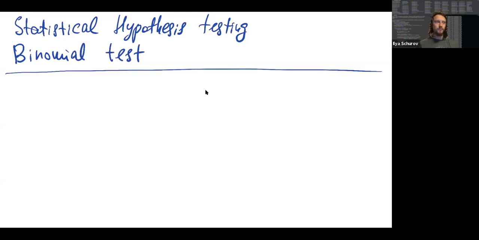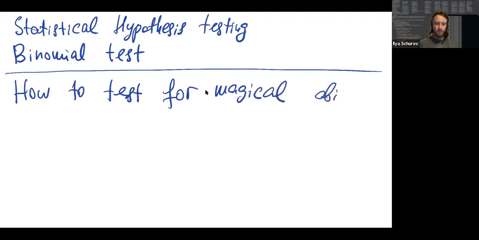And let me consider the following story. Let me assume that I have a person who claims to be a kind of magician or extrasense or something like that. And I want to test, is it true that this magician has some kind of magical abilities? And as one of these magical abilities, we decide to test, is it true that he can, for example, look through walls or predict future or something like this? So I want to test for magical abilities. For example, predict future.